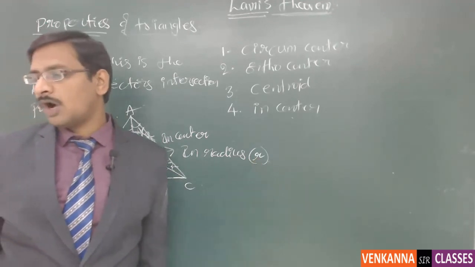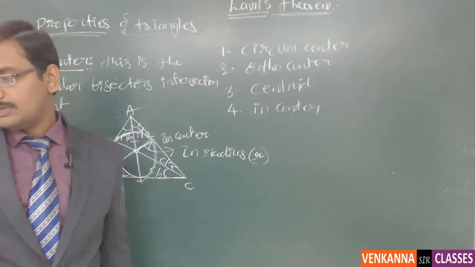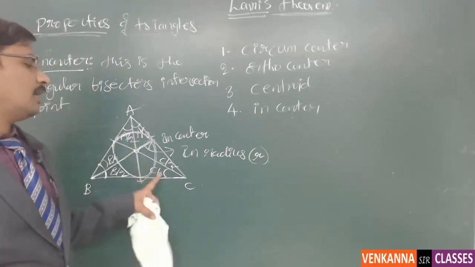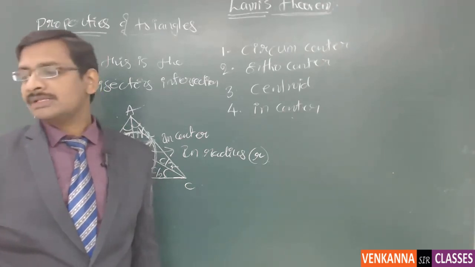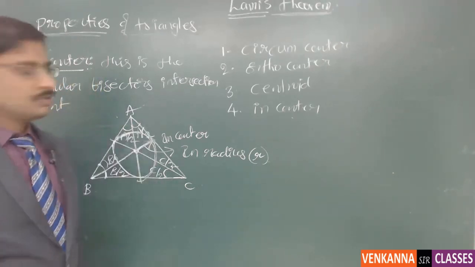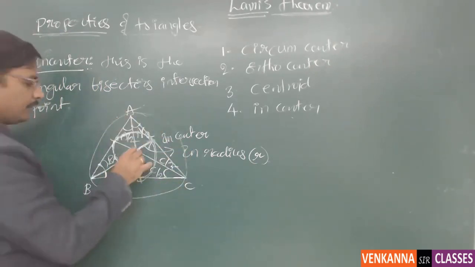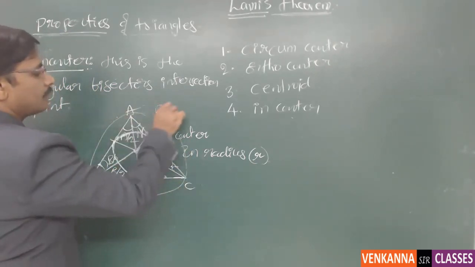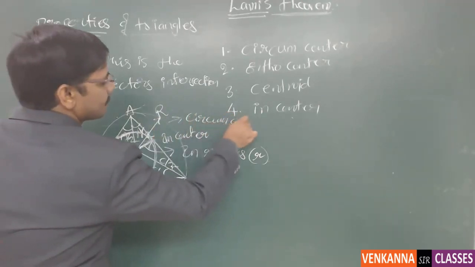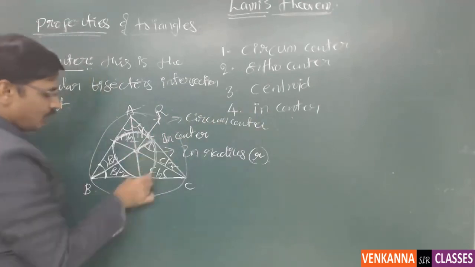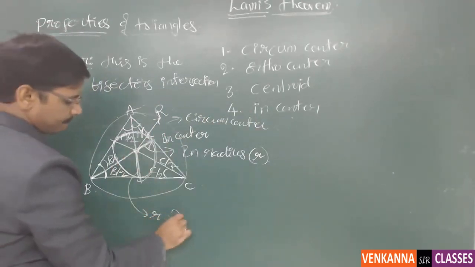But in case of orthocenter and in case of centroid, you cannot draw a circle. Got it? So incenter and circumcenter are the only two centers where you are drawing a circle on top of it. So if you draw it, this is capital R and this is the circumcenter. And this is small r, and this small r is nothing but the incenter.